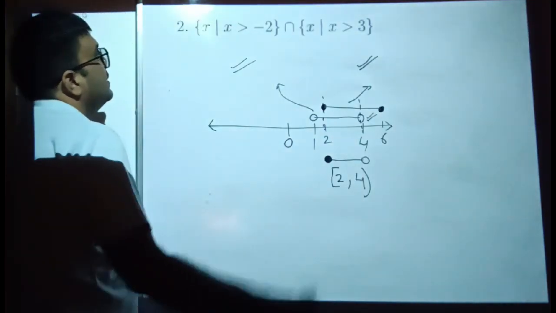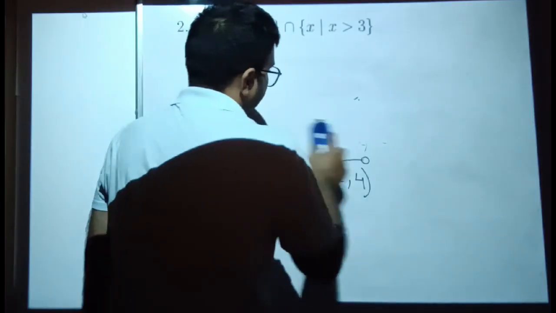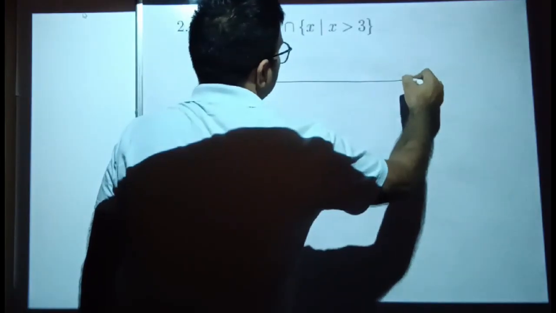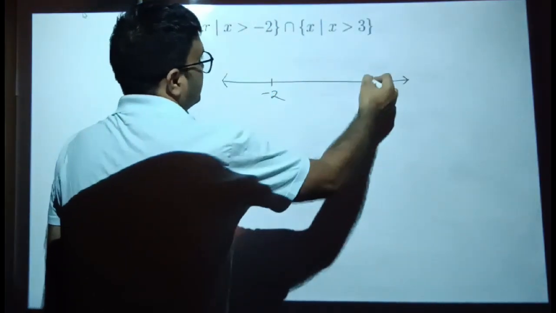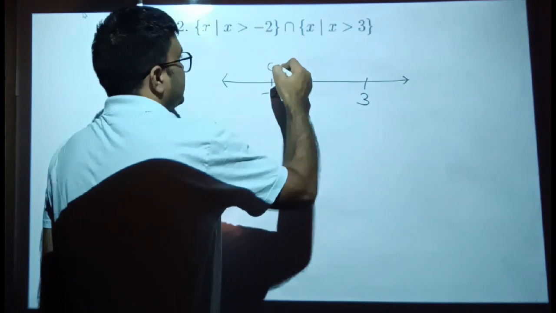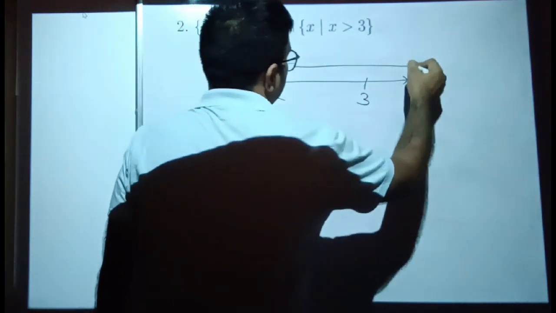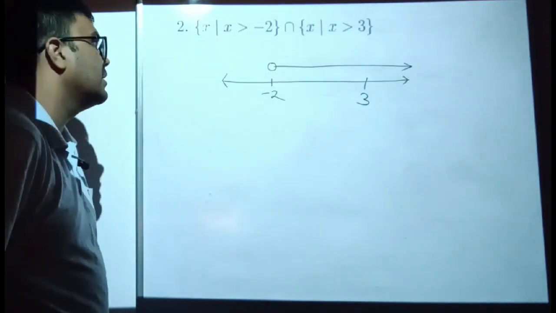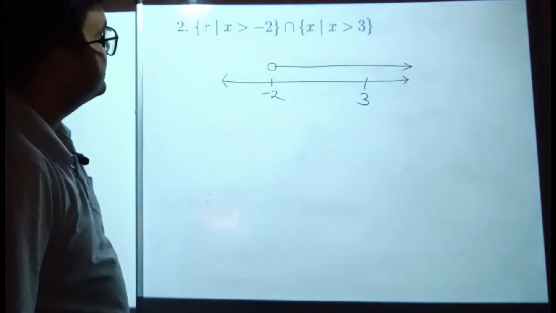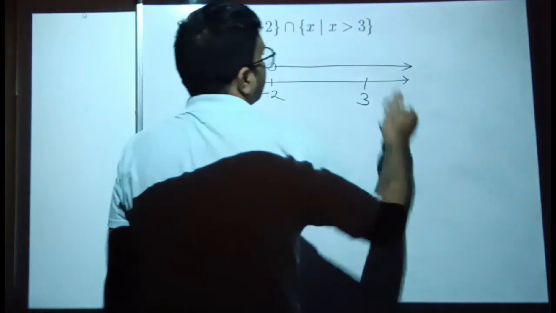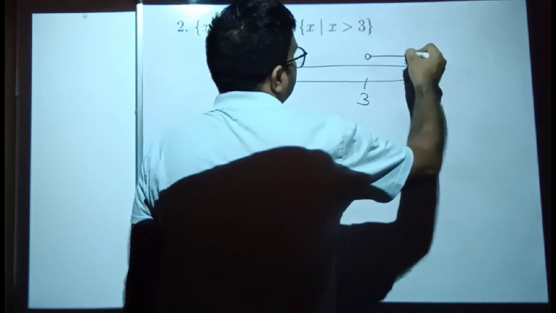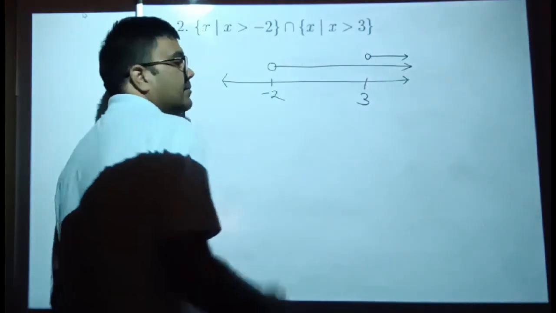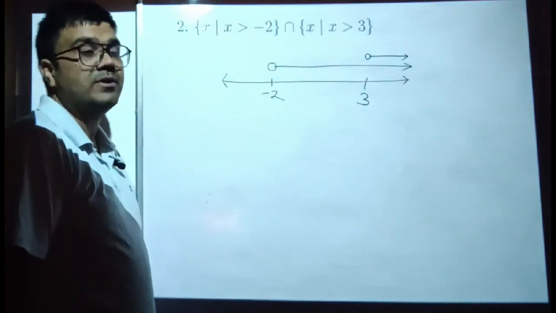Next, X such that X is greater than -2. This is -2, this is 3. X is greater than -2 means -2 is not included, and all points greater than -2 are included. The second interval we have is X is greater than 3. In both these strict inequalities, the points -2 and 3 are excluded.